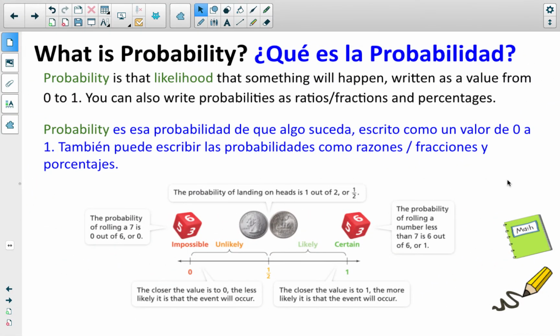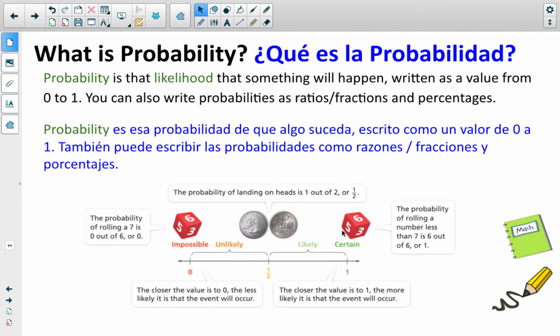So what is probability exactly? Well, probability is the likelihood that something will happen. It's written as a value between 0 and 1, but it can also be written as ratios or fractions and percentages. Now, the greater the number, meaning the closer to 1, the more likely something is to happen. And the closer to 0, the smaller the value gets, the less likely it is to happen.